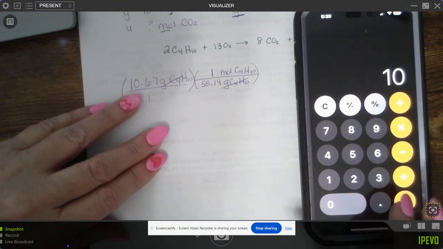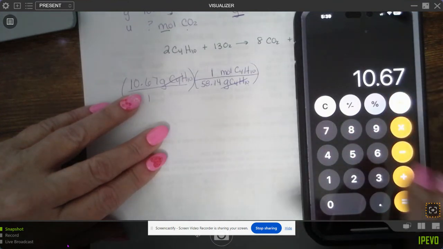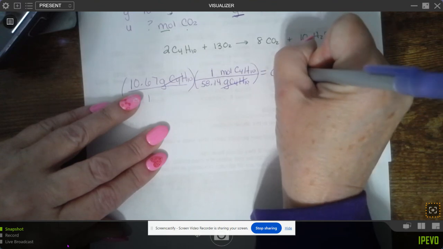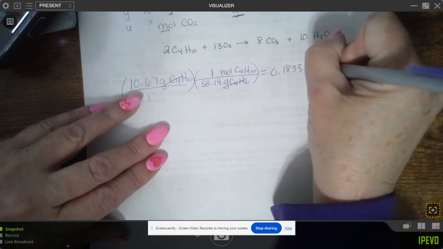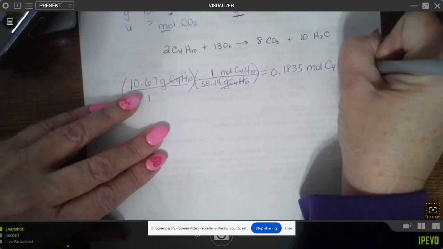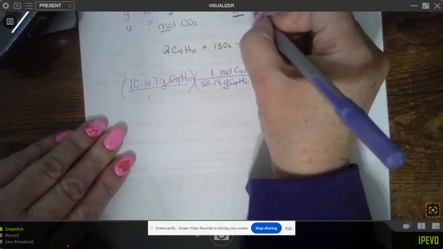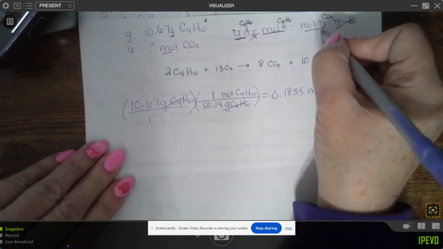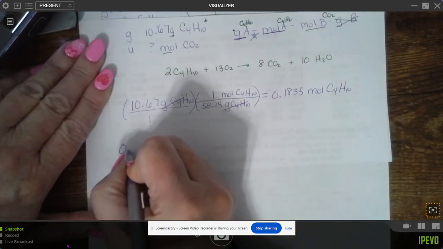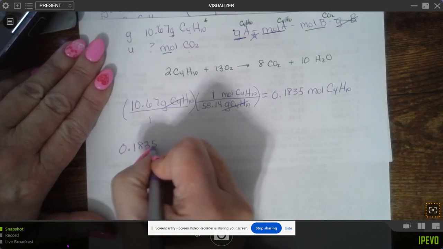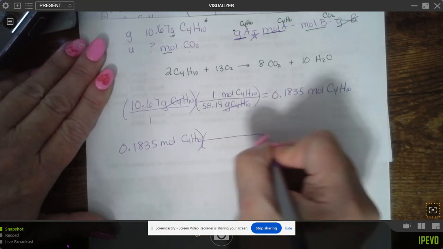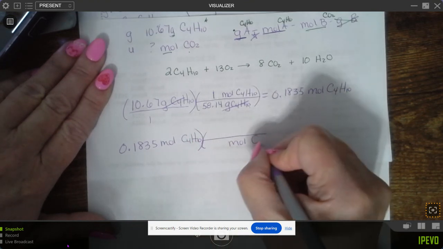So let's see, I have 10.67 divided by 58.14, 0.1835 moles of C4H10. That was step 1. Now I need step 2 to go from moles of A to moles of B. So I start with 0.1835 moles of C4H10. So moles goes on the bottom.